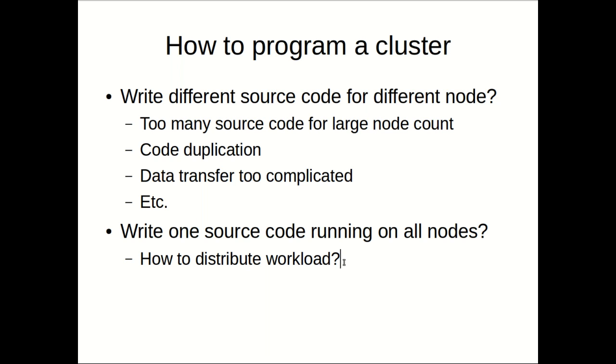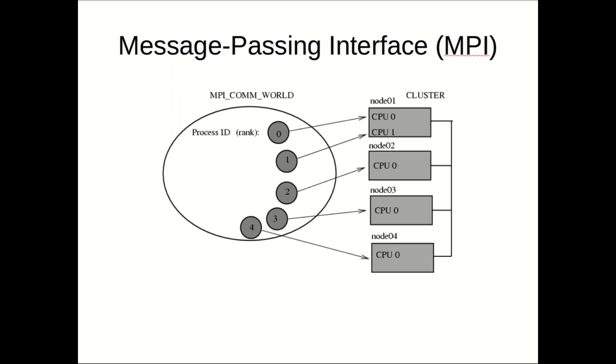The first part: how do you actually assign a unique ID to each of the different nodes? This part might not be as straightforward as we can imagine. But we don't have to solve this problem. The message passing interface, the MPI library, has already solved this problem for us.